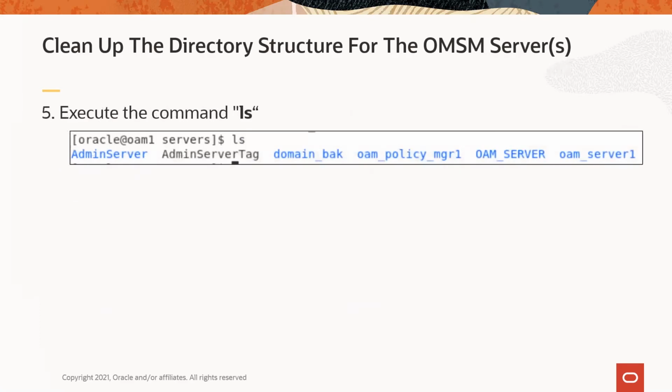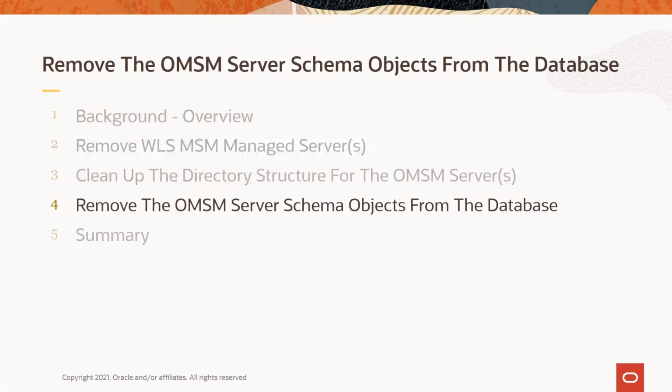Step 5, execute the ls command. Now the OMSM_server1 directory structure is no longer present. Exit the command prompt. Next, we will cover the 4 steps to remove the MSM server objects, schema objects from the database.